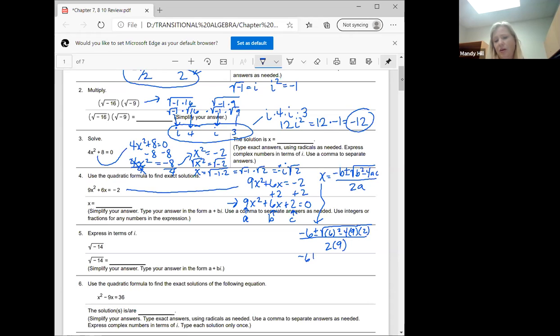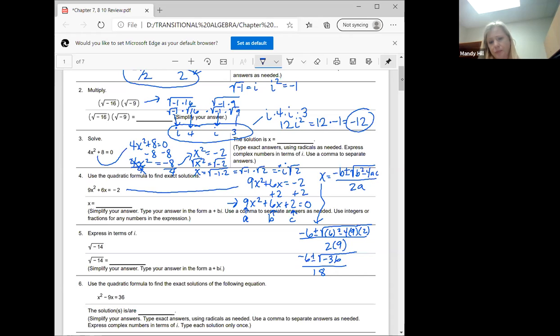I would strongly say do not try to type all of that in the calculator at one time. I'm going to get this part, this 6 squared minus 4 times 9 times 2. Okay, and that's giving me a -36 all over 18.